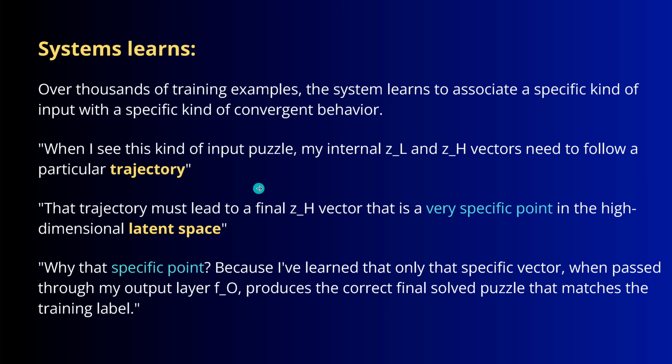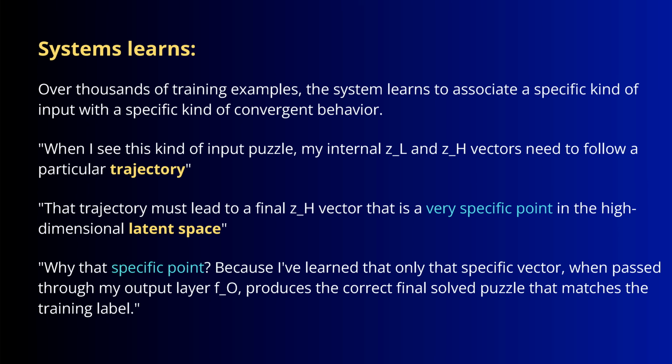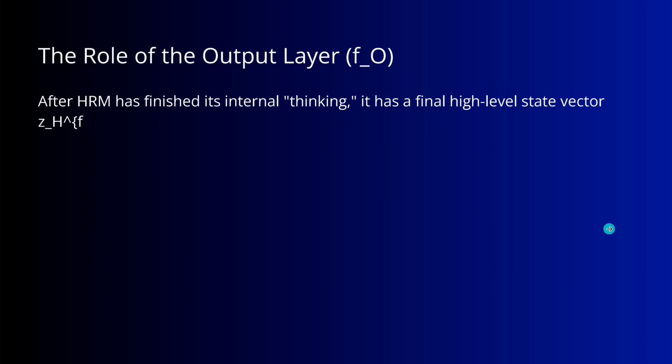And that trajectory must lead now to a final vector that is a very specific point in this high-dimensional vector space, that is a latent space. And what is this specific point? The model says I have learned that only some specific vector, when passed through my output layer, produces the correct final solved puzzle that matches the training label. This is the training step that the model learns. So you see the reasoning in the training is completely different from any GPT or, I don't know, any Anthropic model or whatsoever. We are back here to BERT.